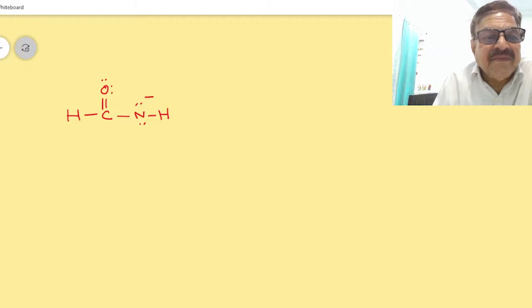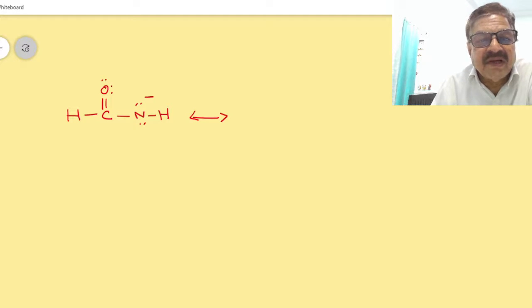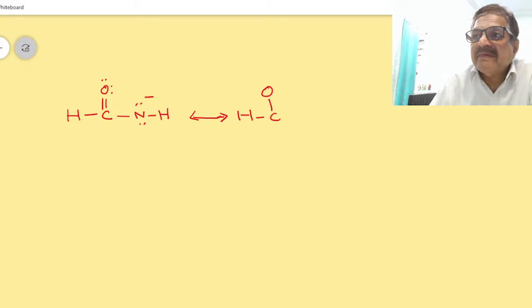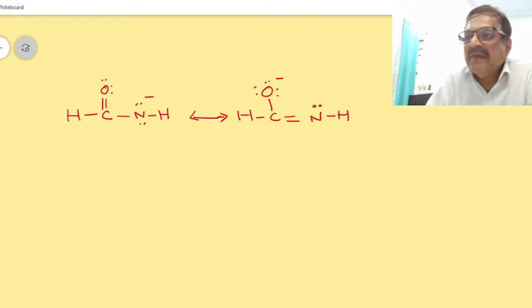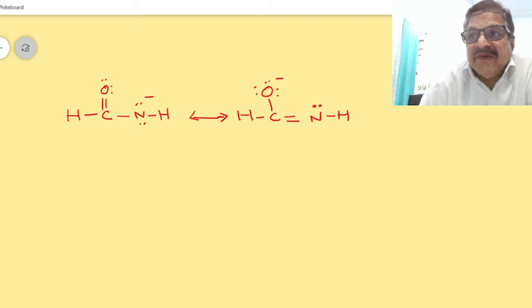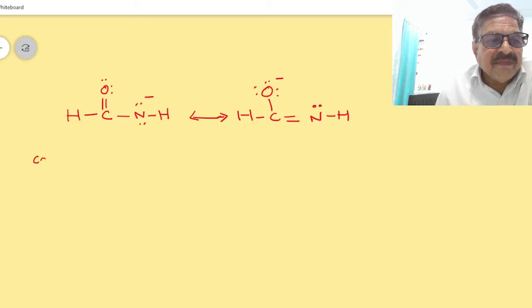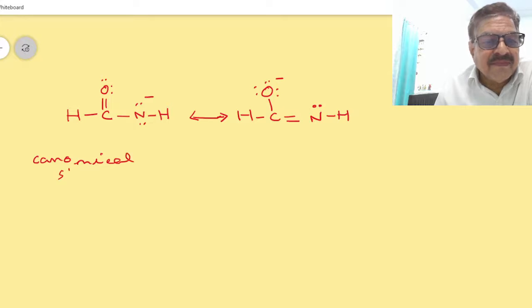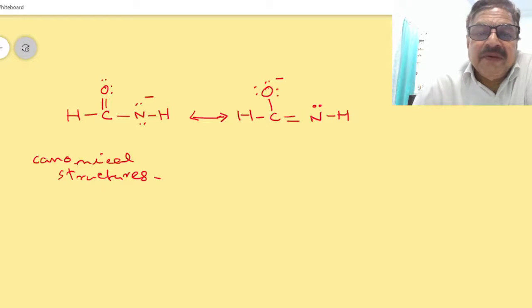Now we have seen the resonance structures of this anion, with a double-headed arrow between them, O minus in one and a double bond in the other. These are the two individual resonance structures. Individual resonance structures are also described as canonical structures.